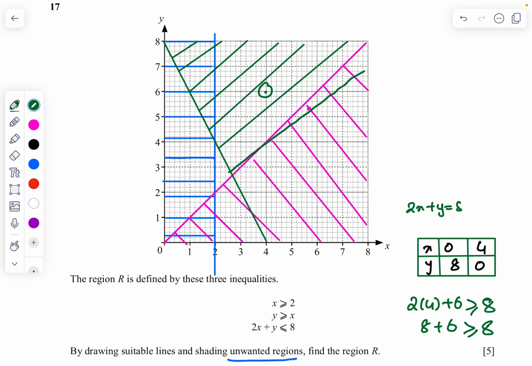So when I shade all the unwanted regions, only the blank region is going to be the answer. So this is the region R. That is the answer. So let me highlight it out with the diagram.